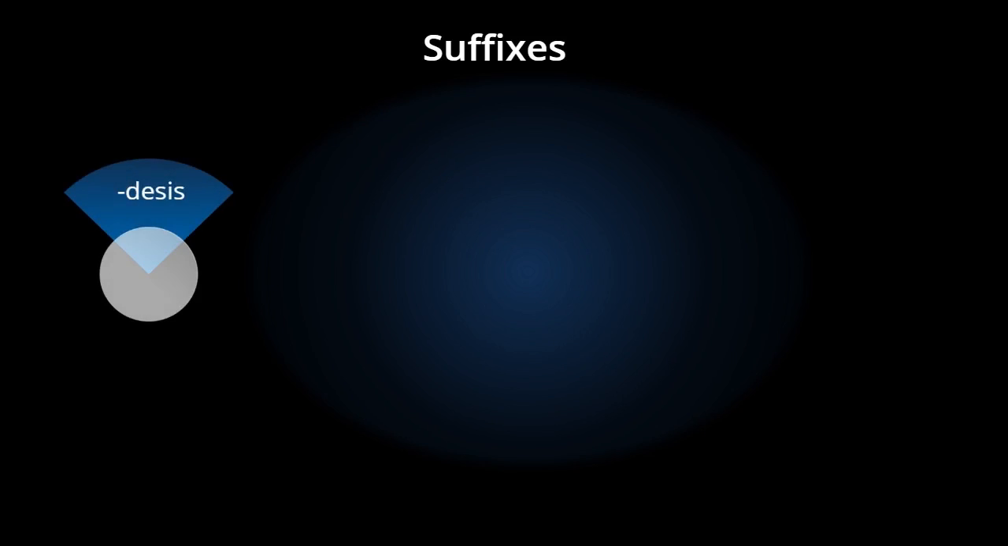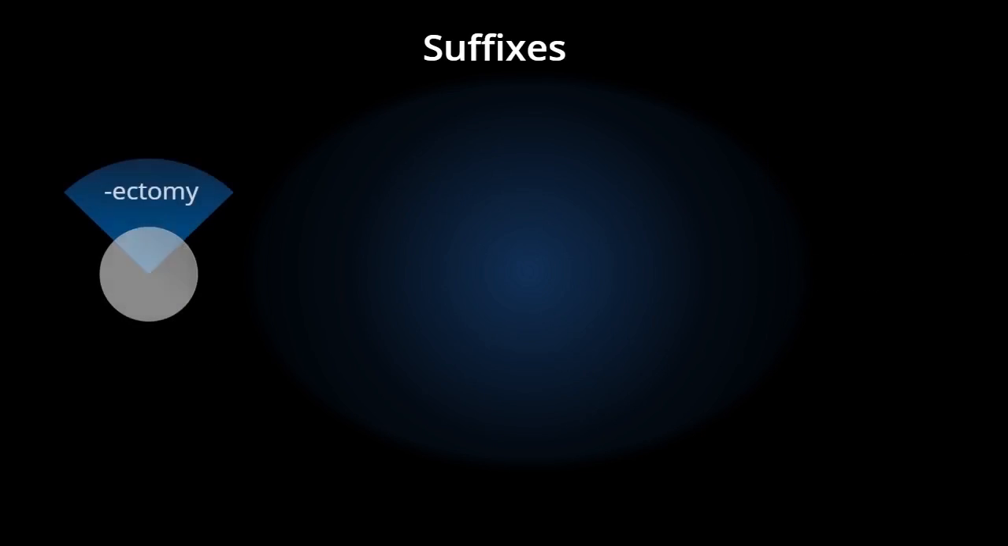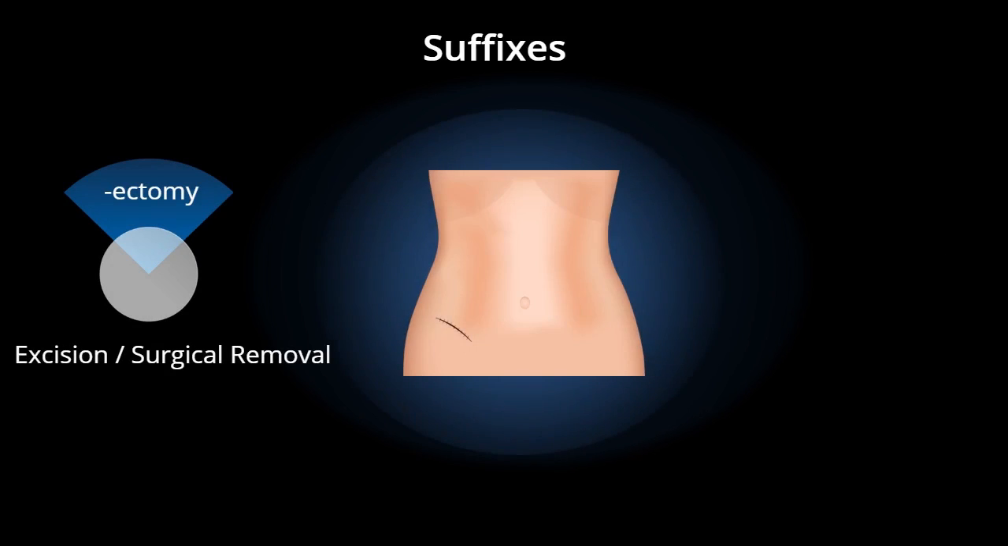Desis is a suffix for binding or fusion. An example of this is tenodesis, which means a suture or the joining of the end of a tendon to a bone. Ectomy is a suffix for excision or surgical removal. It is derived from Greek ektome, which means the act of cutting out.